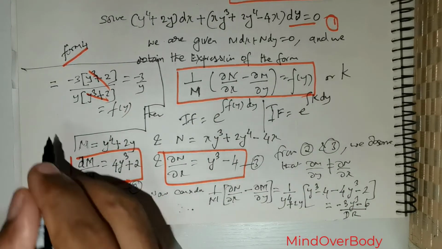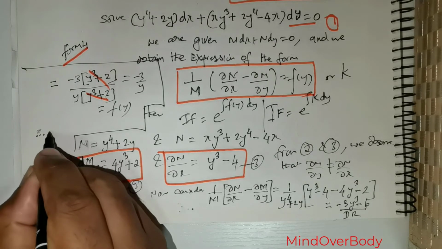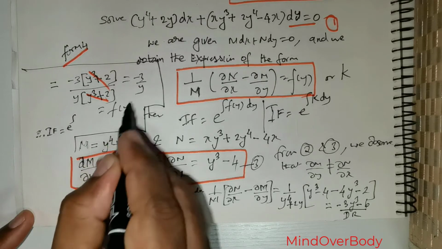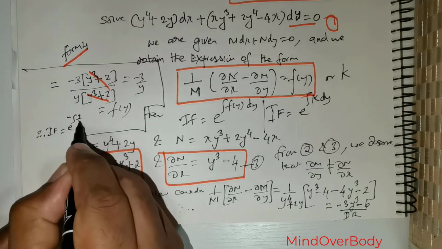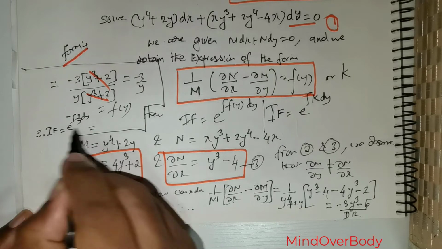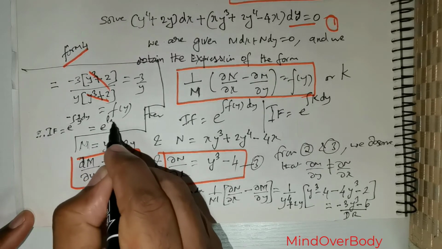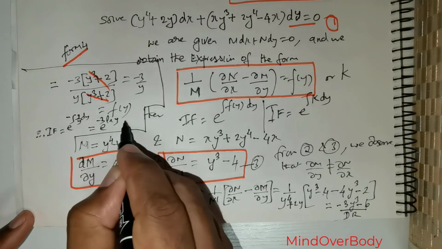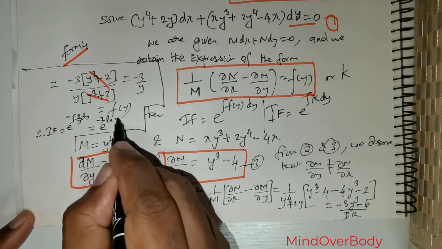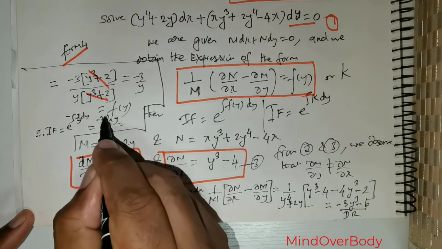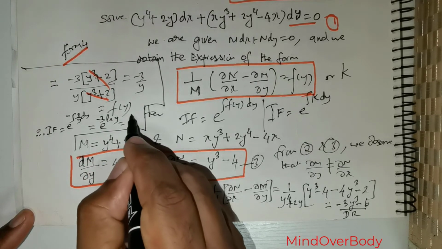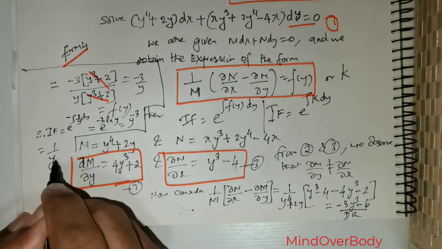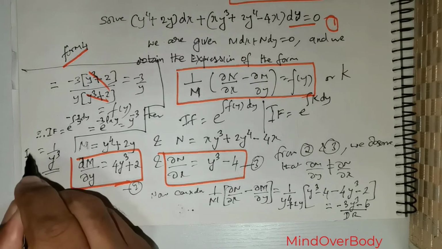Once this is a function of y, I can write the integrating factor. Therefore, the integrating factor is e raised to the power of the integral of f of y, which is negative 3 over y times dy. This is going to give me e raised to the power of negative 3 ln of y. I can push this negative 3 to the index, and then ln and e get cancelled. So there's going to be y raised to the power of negative 3. I can subsequently rewrite this as 1 over y cubed.